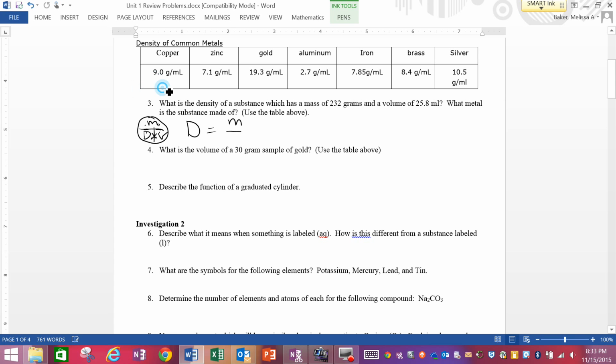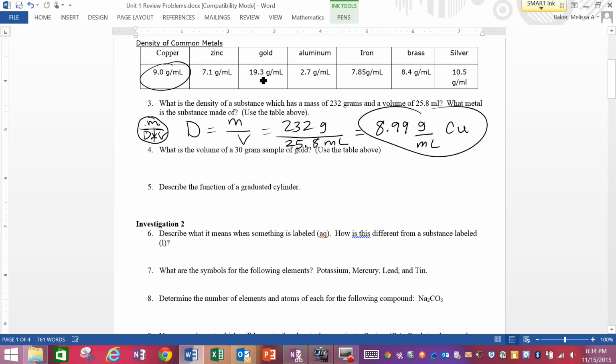So density is mass divided by volume, and the specific mass in this problem is 232 grams. So we divide that by the volume, 25.8 milliliters, and we get 8.99 grams per milliliter. So we look up at this table up here for what it's closest to, and it appears that this is copper, because copper's is 9.0 and this is really close.